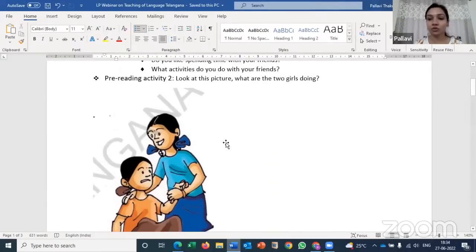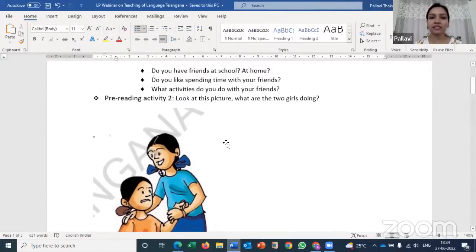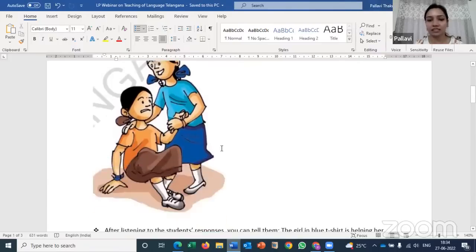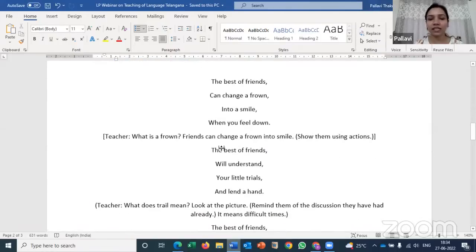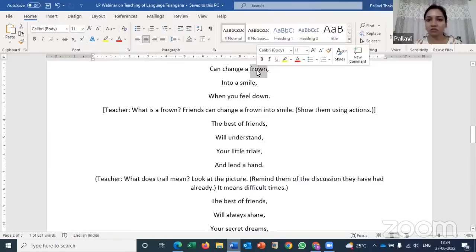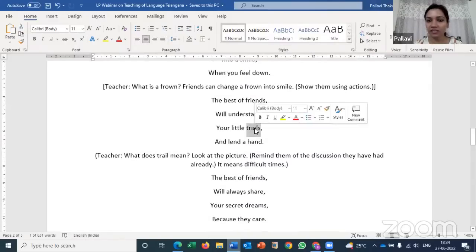Another thing that you can do before you move on to a text is perhaps you can design an activity like this. So let's look at the text first. When we read it, we come across certain words like frown, which our children might not be familiar with. Words like trials. We know that our students might not know what it means. And lend a hand, the word lend.